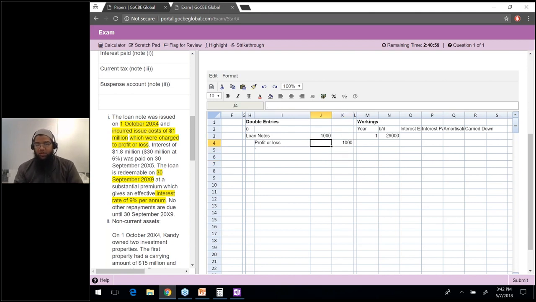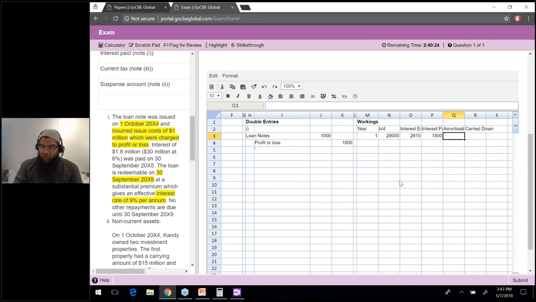1,000. So effectively, the brought down is not going to be 30,000. Instead, it is going to be 30,000 minus 1,000. So the brought down is 29,000, and the effective rate was given by the question as 9%. So the brought down times 9% will give me the interest expense. And the interest paid amount was given to us in the trial balance as 1,800. Also mentioned by the question that interest of 1,800 was paid.